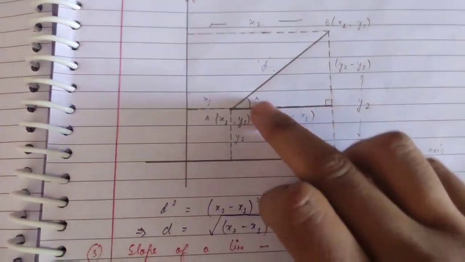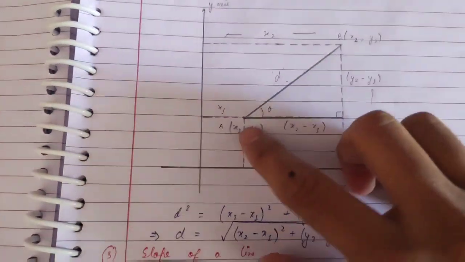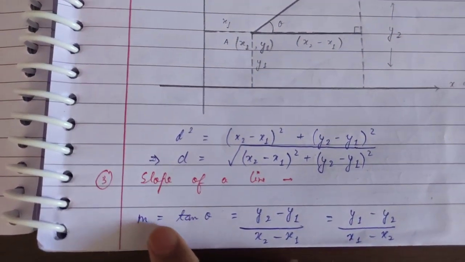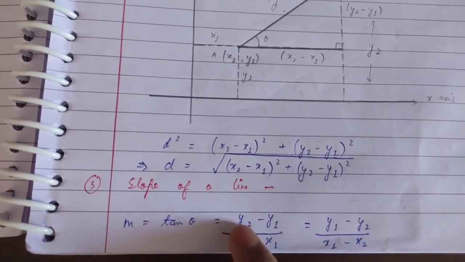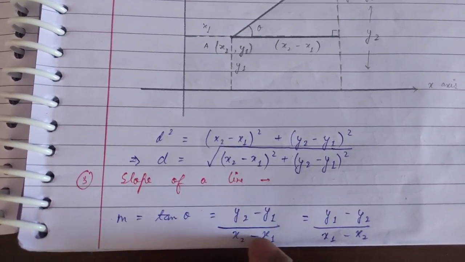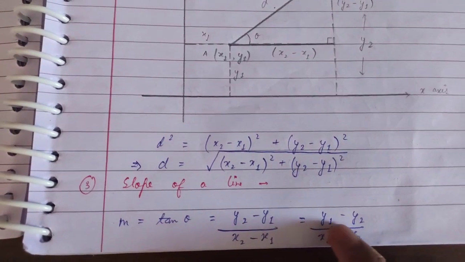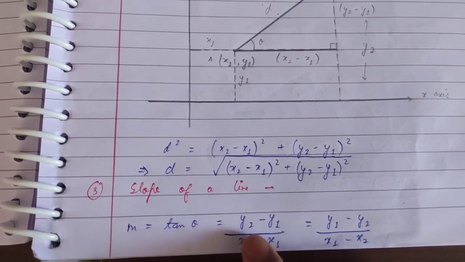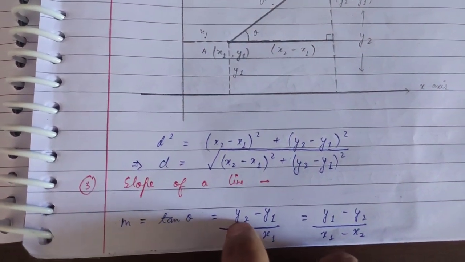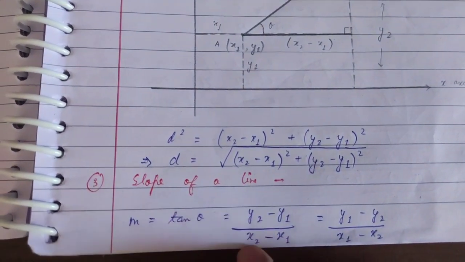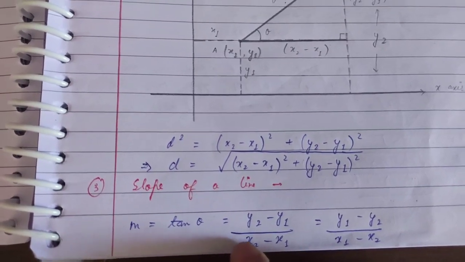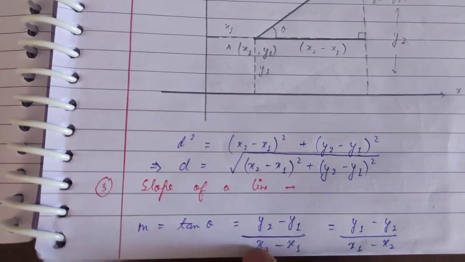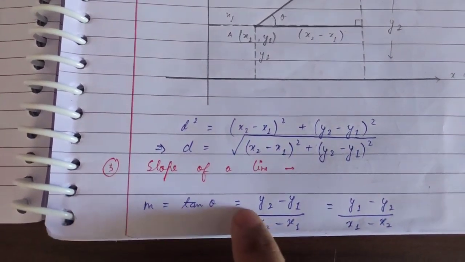Now let us learn the slope of a line. The slope of a line is basically tied to theta. This is the slope of this line, calculated by theta only. m is equal to tan theta, which is equal to y2 minus y1 by x2 minus x1, or we can even write it as y1 minus y2 by x1 minus x2. But we have to remember that if the first term in the numerator is y2, then in the denominator the first should be x2. You cannot write y2 minus y1 by x1 minus x2. You have to write it in this manner or this manner.